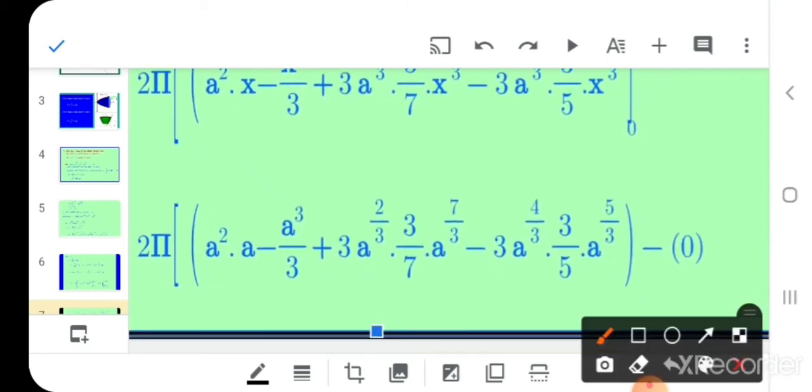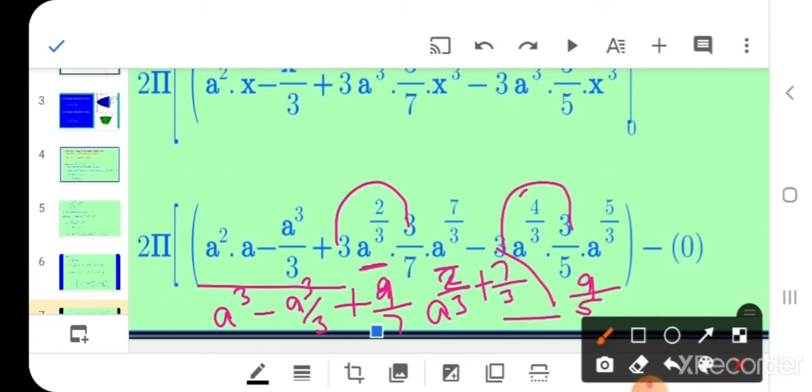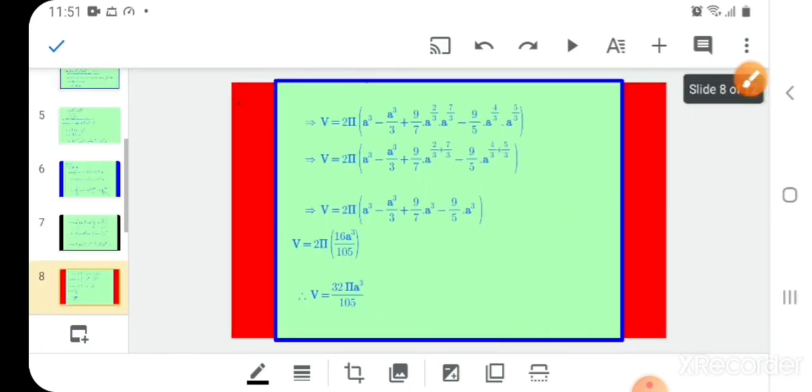Now I simplify this line. Okay. A square into a cube minus the same a cube by 3 plus 3 into 3 by 7, 9 by 7. This is a power 2 by 3, this is a power 7 by 3. Bases are same, so we add the powers. What are that? 2 by 3 plus 7 by 3 minus same 3 into 3 by 5 means 9 by 5. Here also we have a power 4 by 3, a power 5 by 3. That means a power 9 by 3. See here.